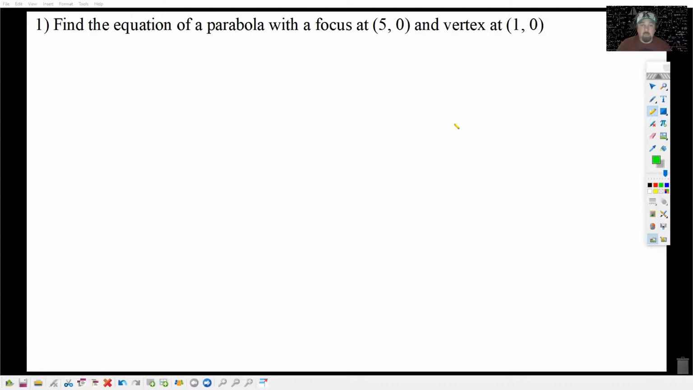So, more conics, but something a little bit different here. We want to find an equation of a parabola, and we know some information about it. We know its focus is at (5, 0) and its vertex is at (1, 0). Some things we know about parabolas: we're going to have x squared or y squared. We don't know which one quite yet, but let's make a sketch.